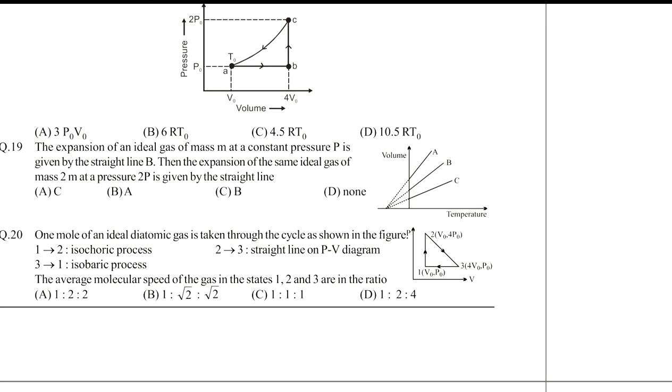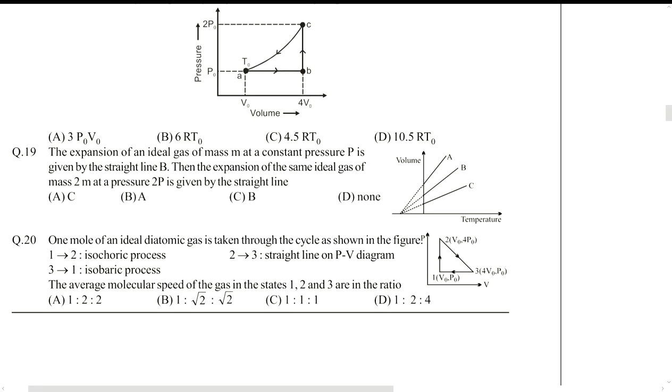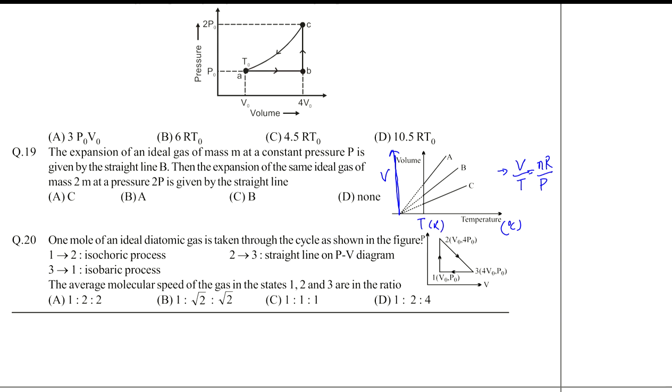The next question is question 19. It's about expansion of an ideal gas at constant pressure. V by T is nR by P. The temperature used in this case is the temperature in degrees Celsius. If you use the temperature in Kelvin, the axis will shift. So for a V versus T graph, the slope has to be n into R by P, and since R is a constant, the slope depends on n by P.